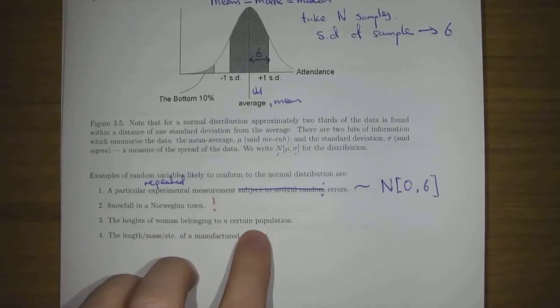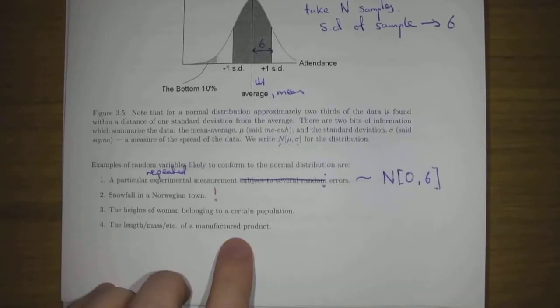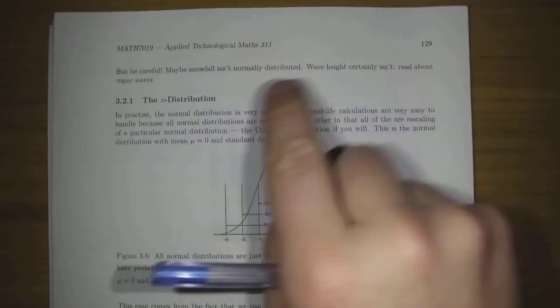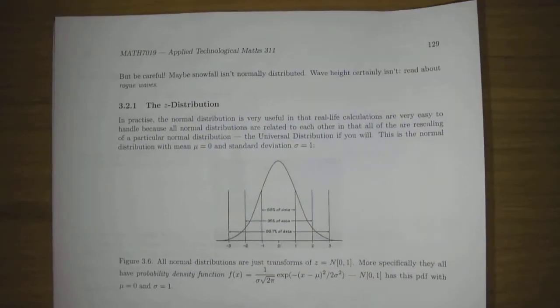So the heights of women, heights of people is normally distributed. Length, mass of a manufactured product. These are all good examples. But be careful. Yeah, here we go. Wave height certainly is not normally distributed. Okay, so I've only got a few more minutes, see how much of this we can do.